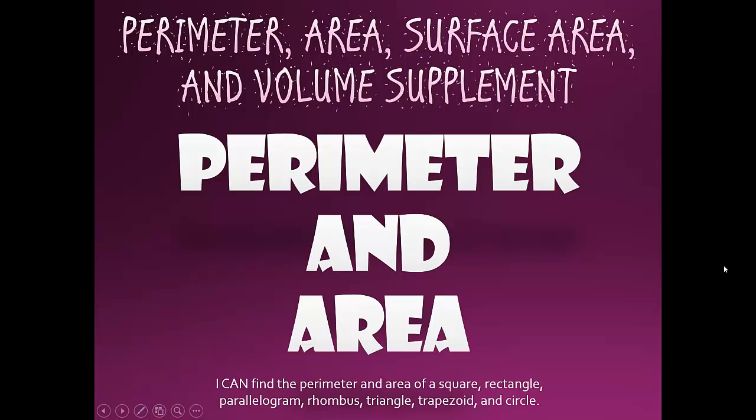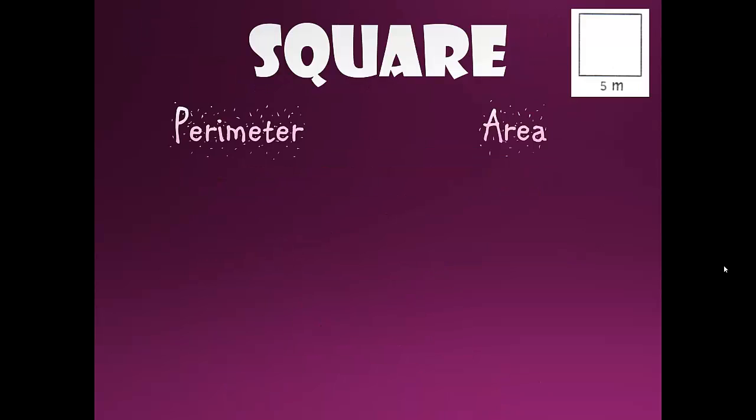Today's lesson is on perimeter and area. After today, you'll be able to find the perimeter and area of a square, rectangle, parallelogram, rhombus, triangle, trapezoid, and circle. First, we're going to find the perimeter and area of a square.